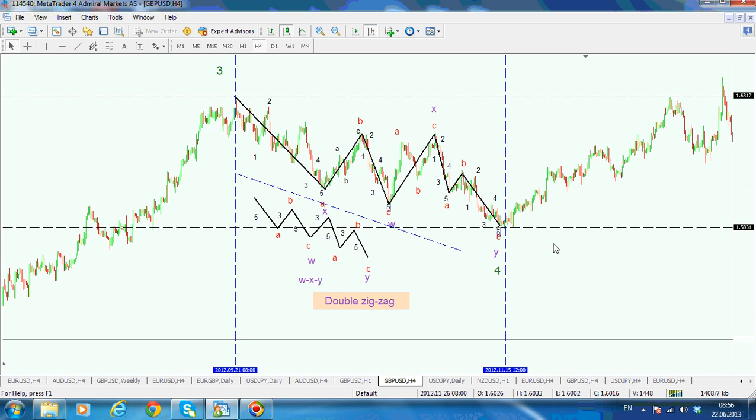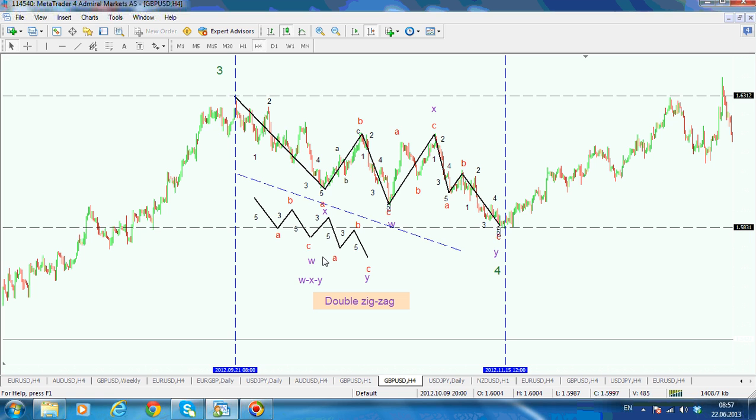The double zigzag. You have the first zigzag, the W, X, and then Y, and this is the structure for the double zigzag on this pair. Now I will have another example on the next recording based on the US dollar Japanese yen on the daily chart. But this is the structure: 5-3-5 connected by an X wave, and then 5-3-5, ABC, X, ABC, that are being called W, X, and Y.